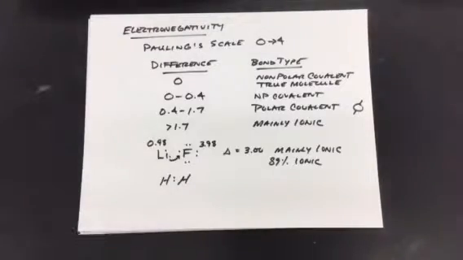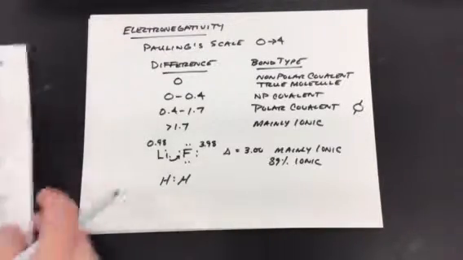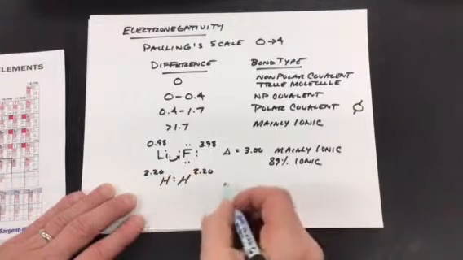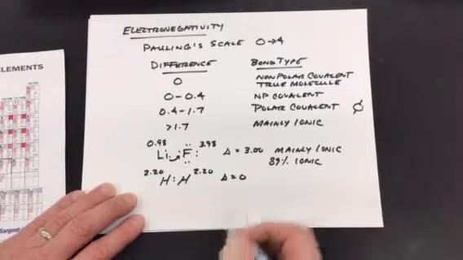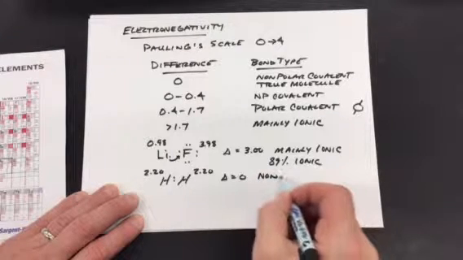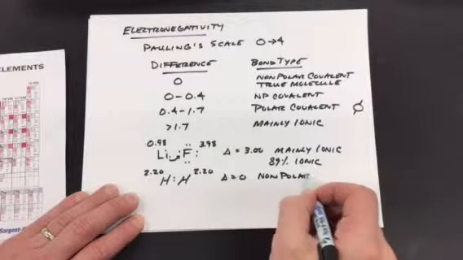So if you were to look at the electronegativity for hydrogen, you find it's 2.2. Well, what's hydrogen? It's 2.2. And so the difference here is 0. So that is going to be a true molecule. It's going to be nonpolar covalent, a true covalent molecule.